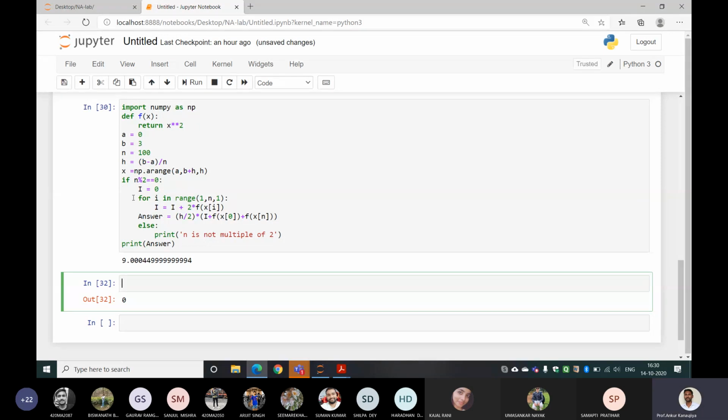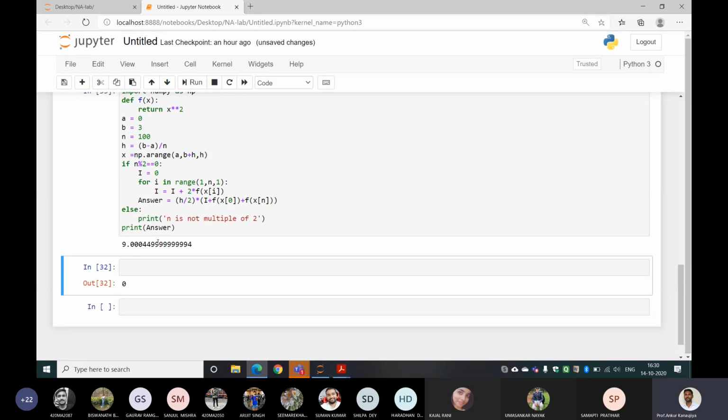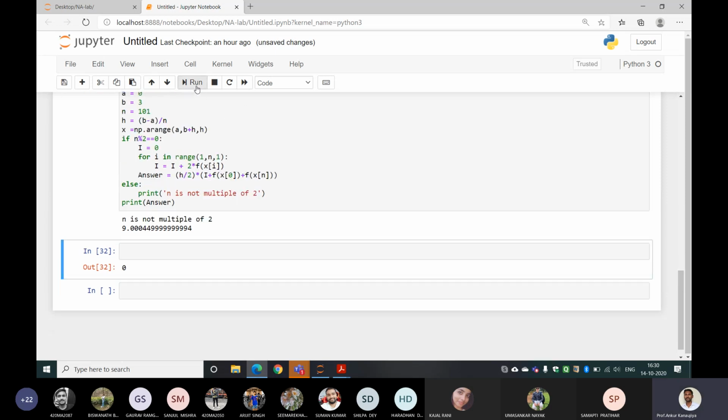So if it is this, you will perform this. Else, it will show this one. So n equal to 100. If I run this code here, it is giving the answer. It is not giving this because n is a multiple of 2. If n is equal to 101, this will run, but it says n is not a multiple of 2, and the answer will not come in this case.